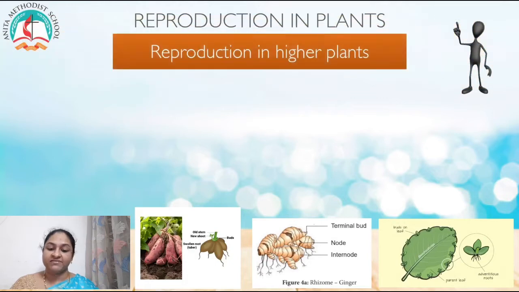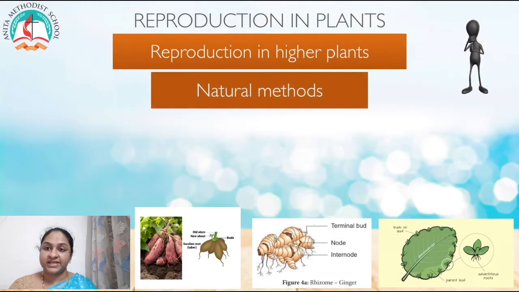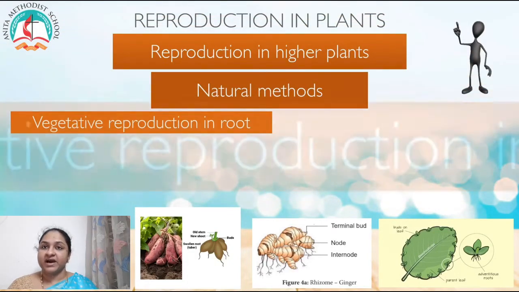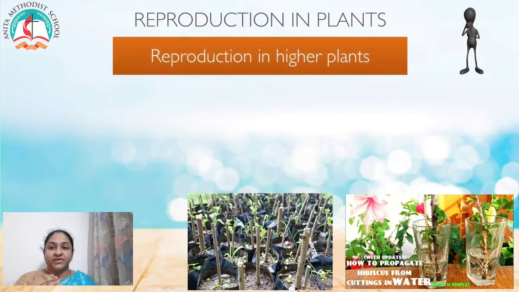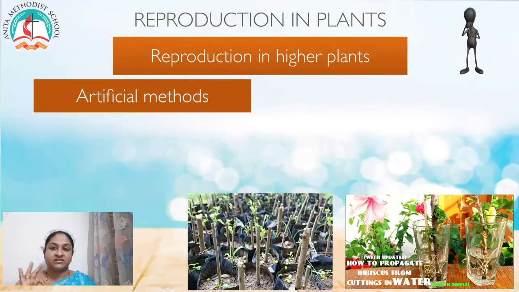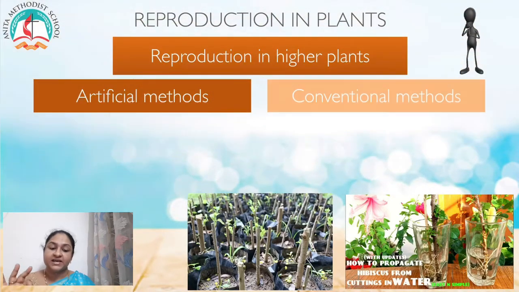And then we have vegetative reproduction in leaf. Here, in some plants, adventitious buds are developed on their leaves. When they detach from the parent plant, they grow into new individual plants, as you see in the example of Bryophyllum. For artificial methods, we have the conventional methods, of three types: cutting, grafting and layering.